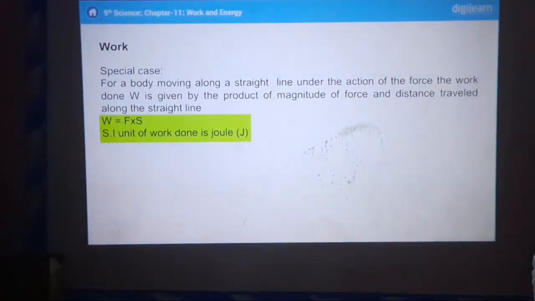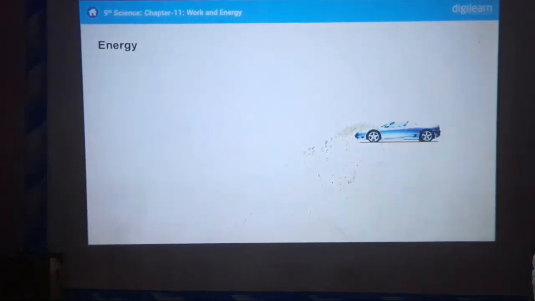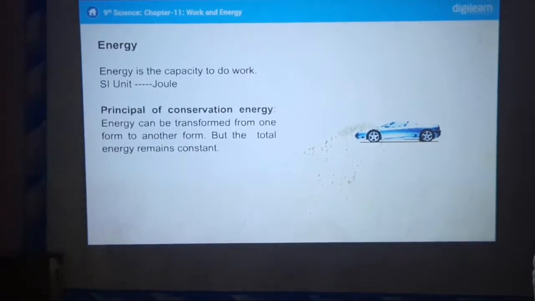Special case. For a body moving along a straight line under the action of a force, the work done, W, is given by the product of the magnitude of force and the distance travelled along the straight line. W equals F into S. SI unit of work done is joule. Energy. Energy is the capacity to do work. SI unit, joule.